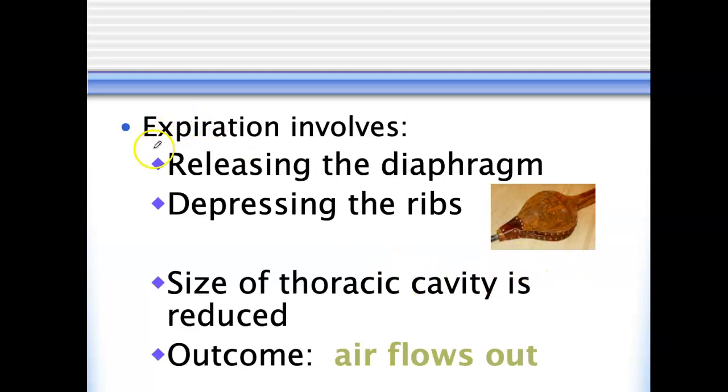Expiration is a little different because all you have to do is release what you did during inspiration. If you used these muscles to enlarge the box, now you're just going to release those muscles and the box will elastically return to its position. So releasing the diaphragm and depressing the ribs is going to allow you to increase that pressure and release that air back out again. So the size of the thoracic cavity is reduced, and the outcome of that is air is going to flow out.